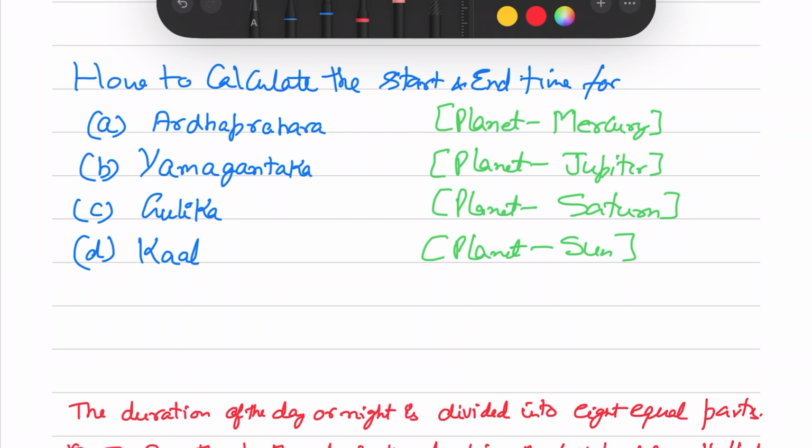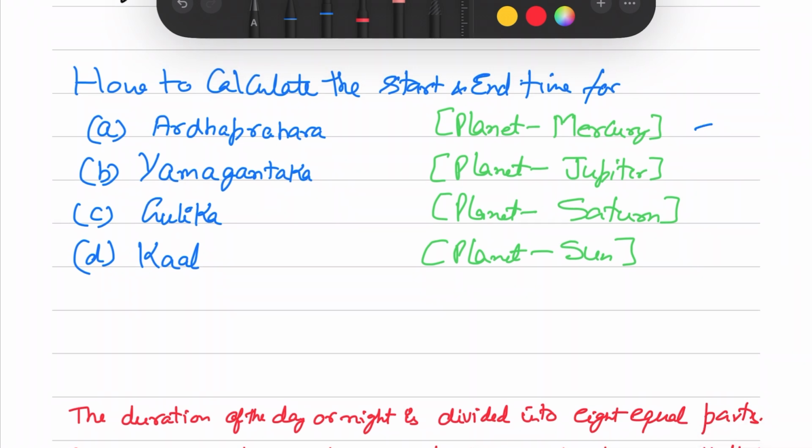Hello friends, today we'll learn how we calculate the position of Ardhaprahara, Yamaganthaka, Gulika and Kaal on a horoscope. For calculation of the position of these Upgrahas, first we need to calculate the start time and end time of these Upgrahas. Ardhaprahara is an Upgraha for Mercury, Yamaganthaka is an Upgraha for Jupiter, Gulika is an Upgraha for Saturn and Kaal is an Upgraha for Sun.